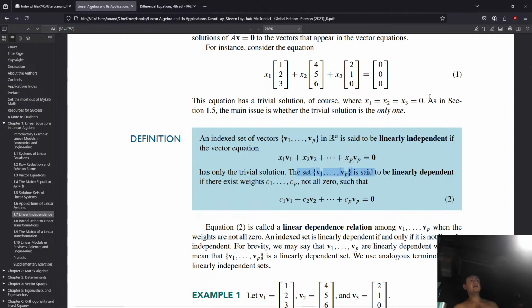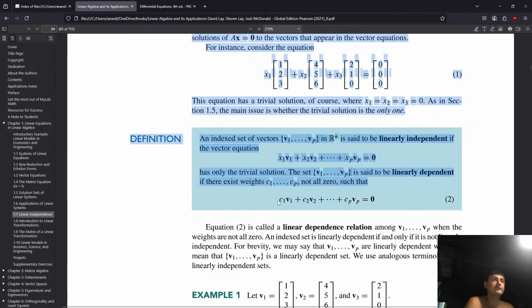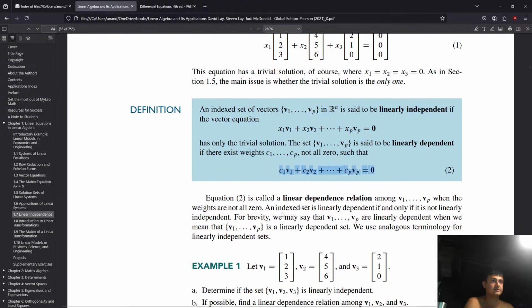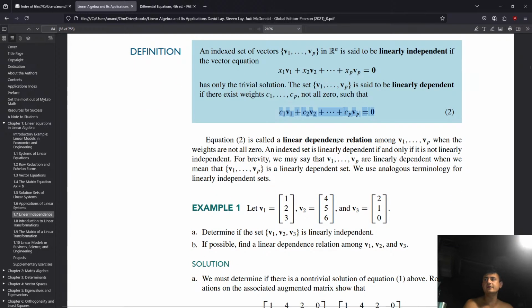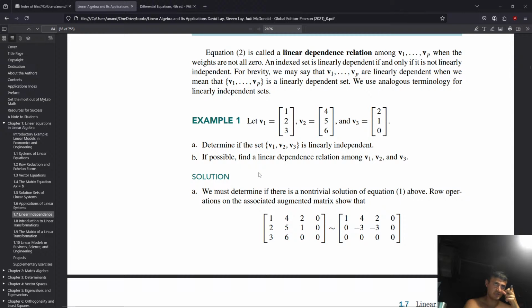The set is linearly dependent if it's not independent. Meaning if there are some vector of weights that's non-zero causing the vector equation to evaluate to 0, then the set of vectors is linearly dependent. So there's that. Okay, so we'll just go through some of these solutions. This should be like a breeze.